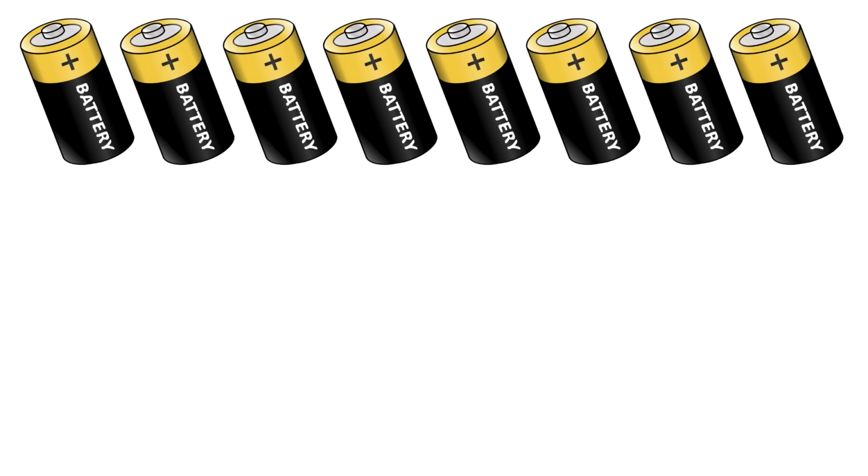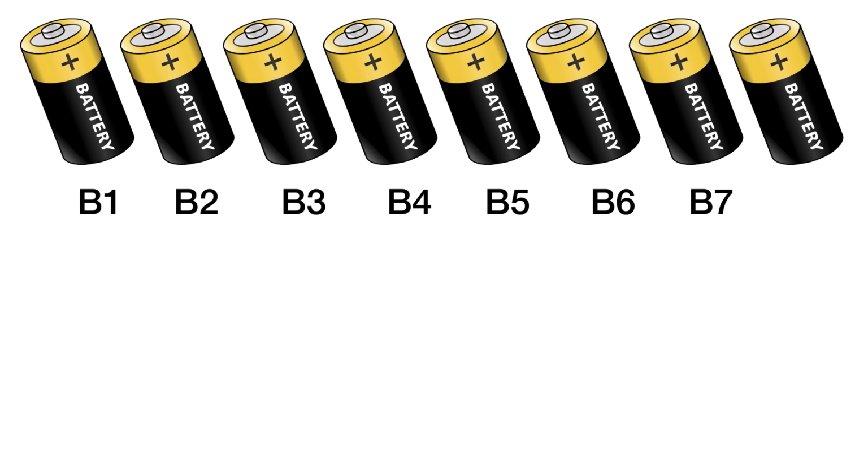Let's check the solution. Let's call the batteries B1, B2, B3, B4, B5, B6, B7 and B8. The torch will work when both the batteries are working. It will not work if any of the batteries is faulty.